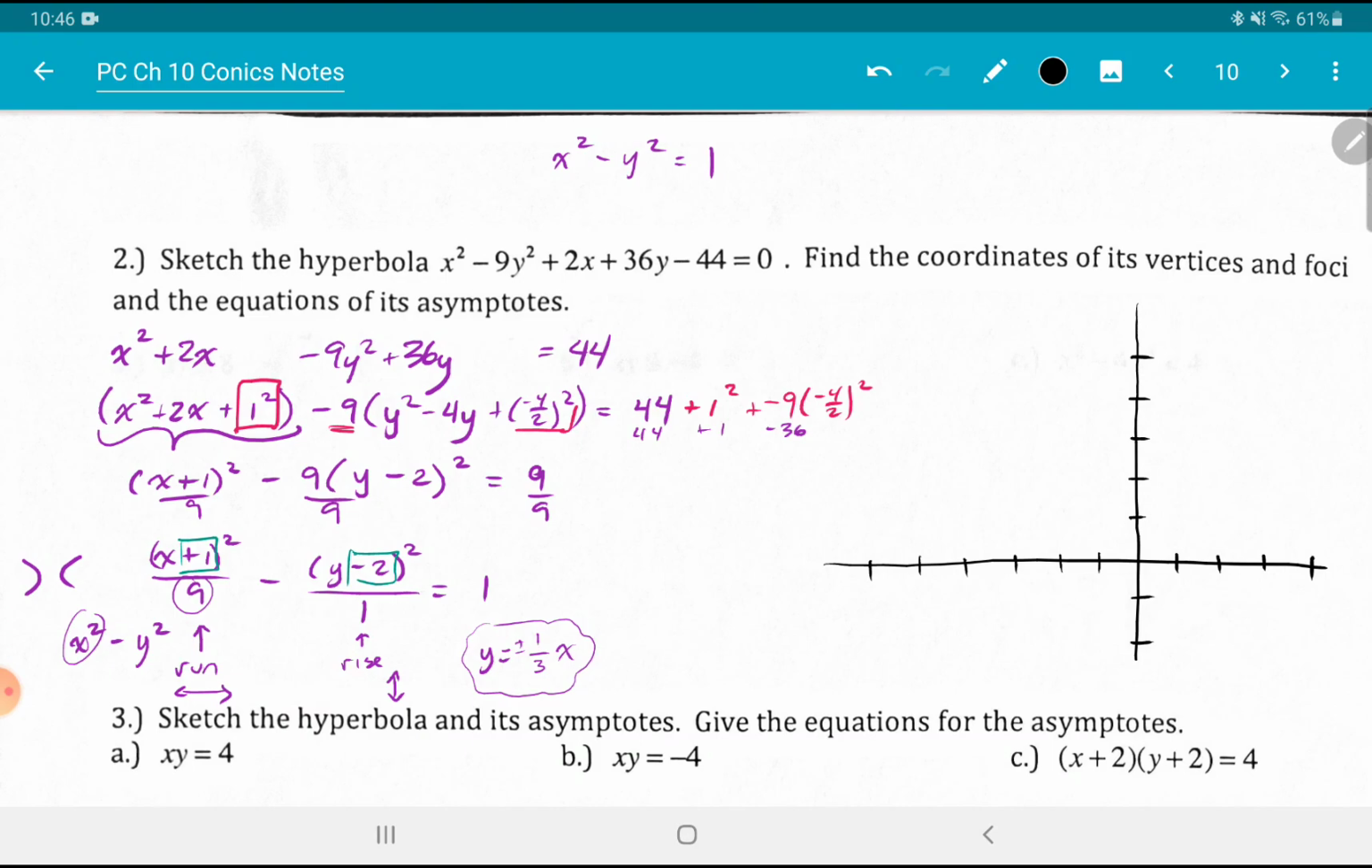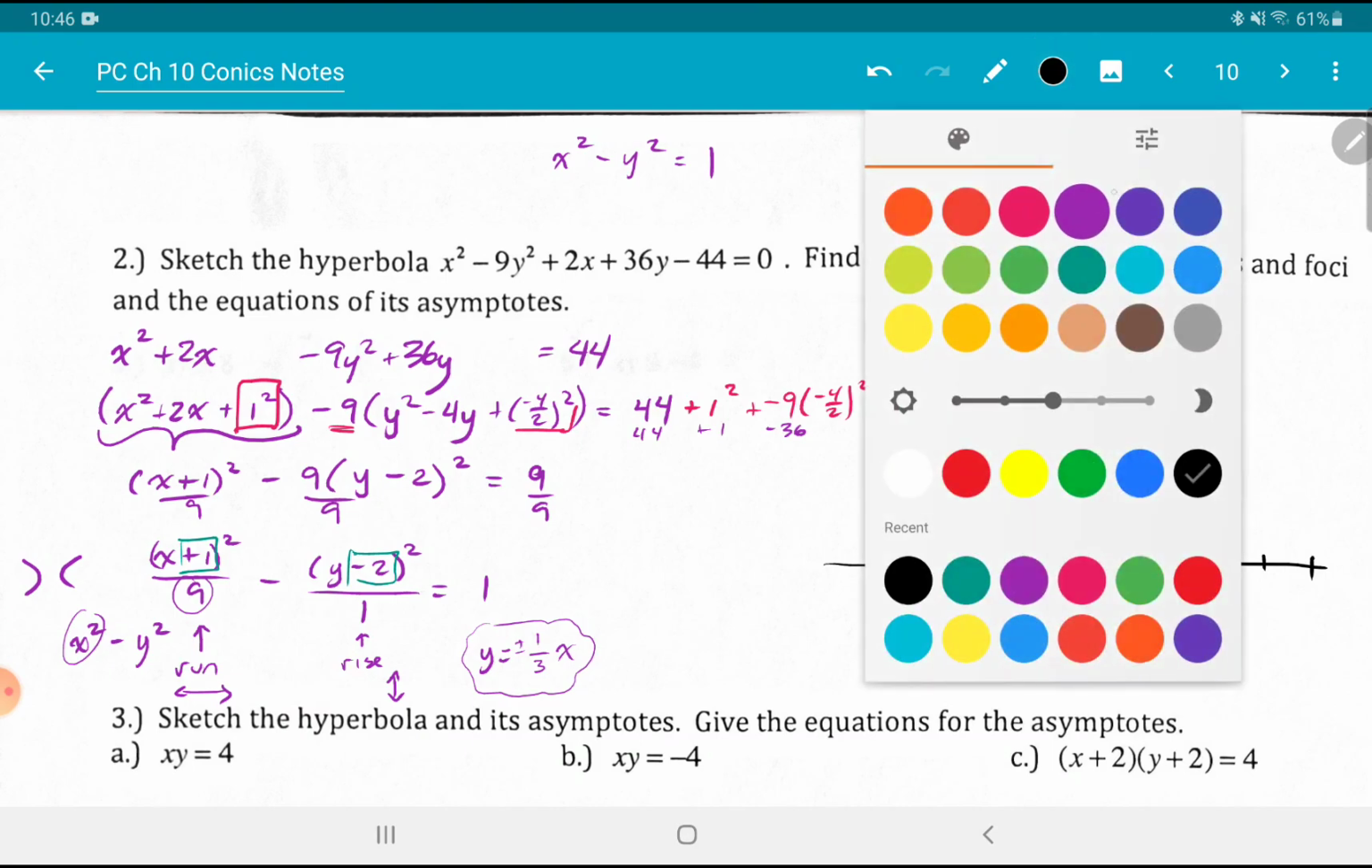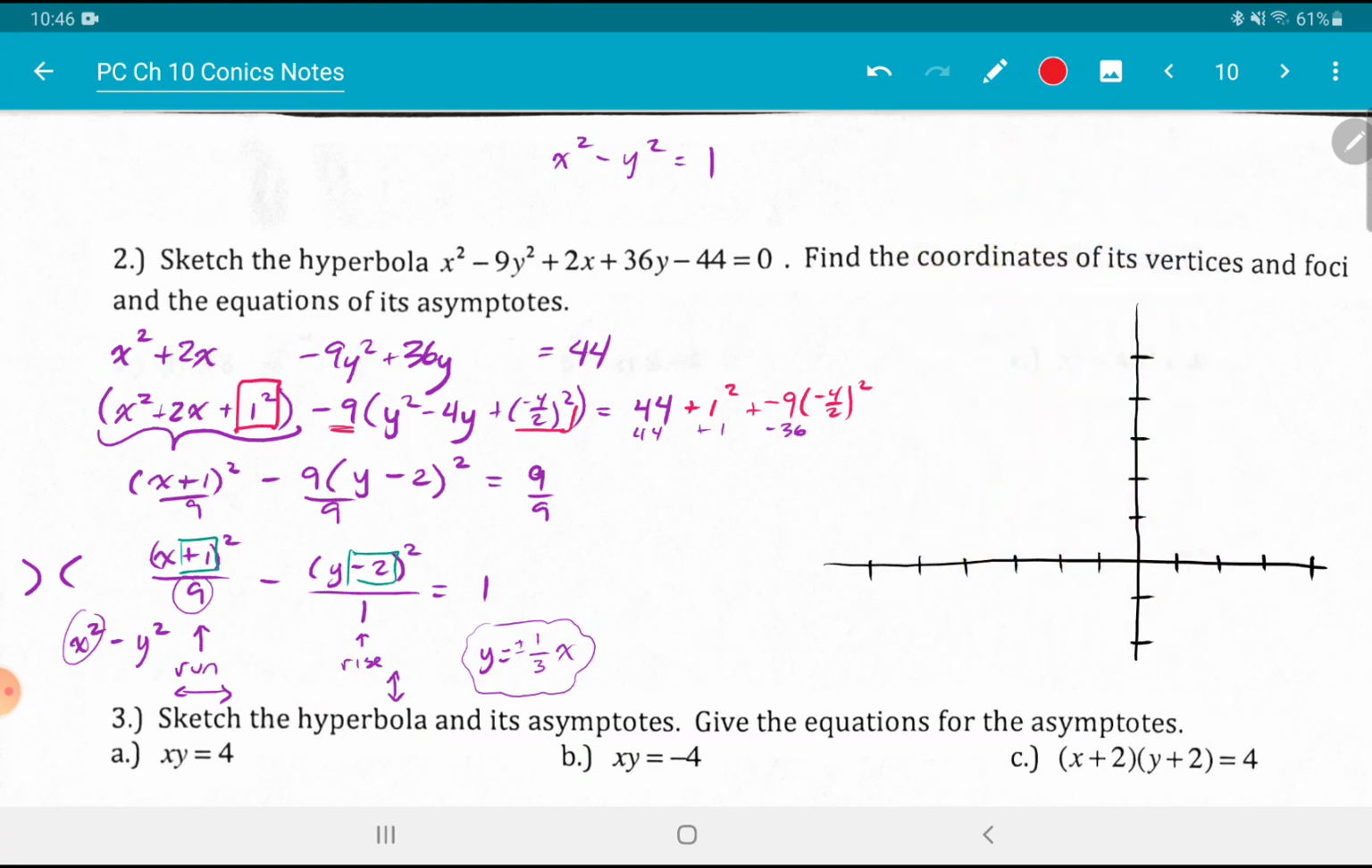Now I'm going to plot the center. Let's do everything in red just so we can see everything. So my center of the hyperbola will be at, since it's plus 1, I'm going to go left 1, so negative 1, and then the minus 2 is going to tell us we go 2 up, so negative 1, 2. Negative 1, 2 is right here. That's my center.